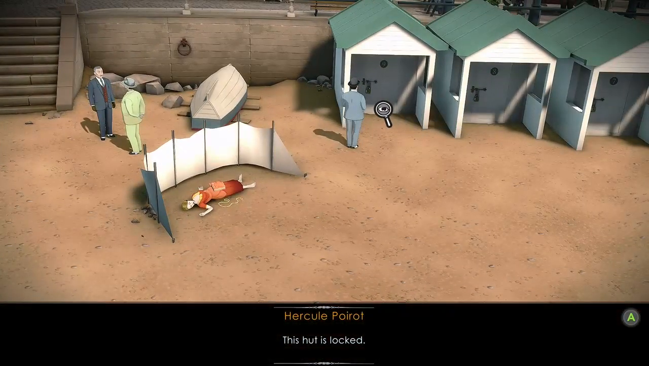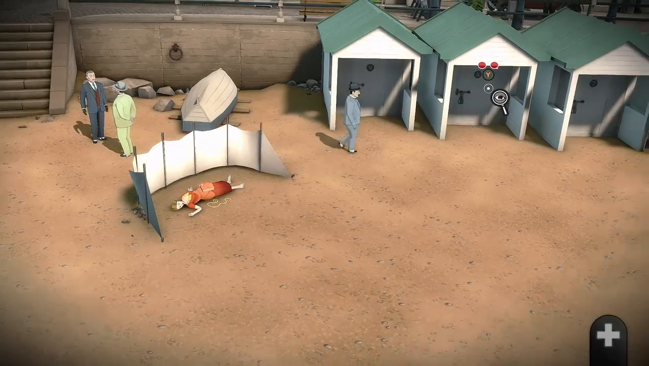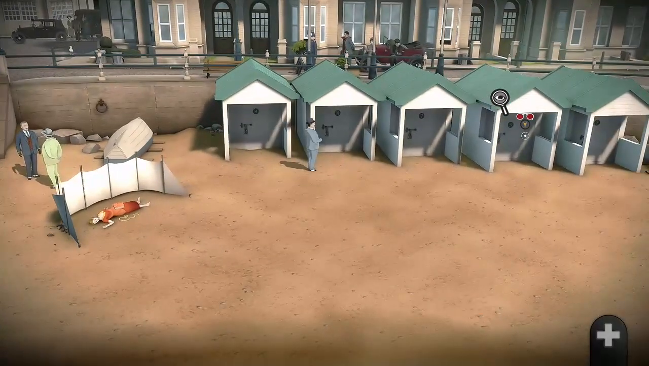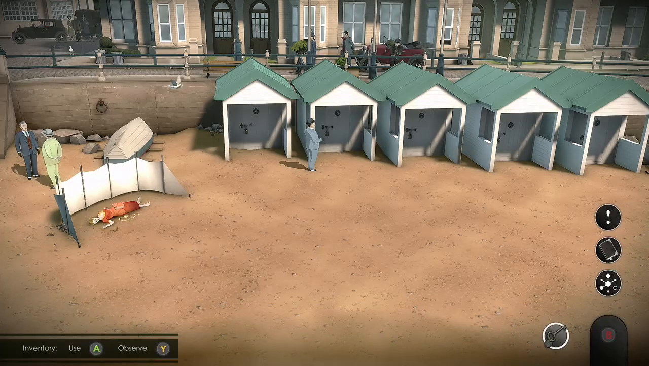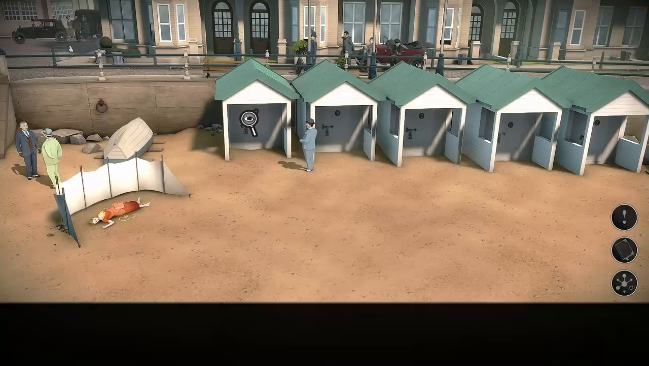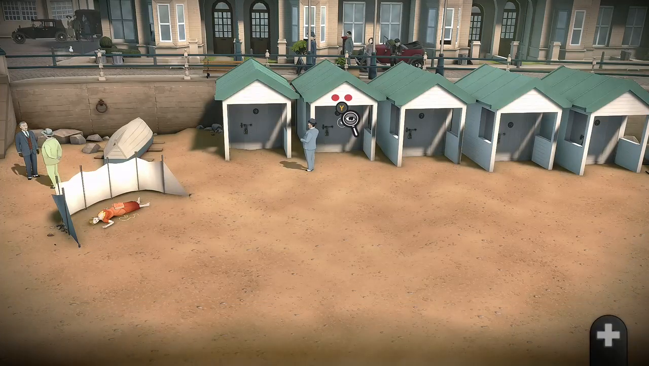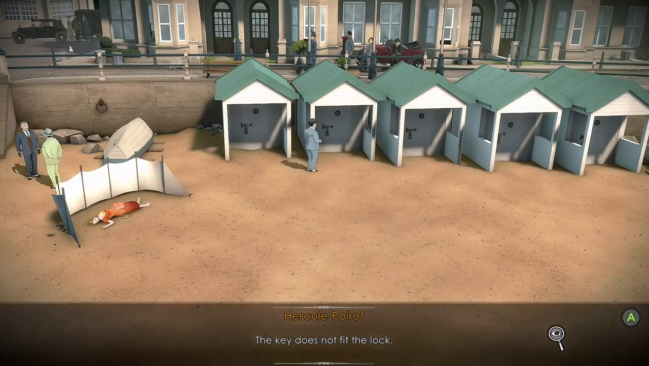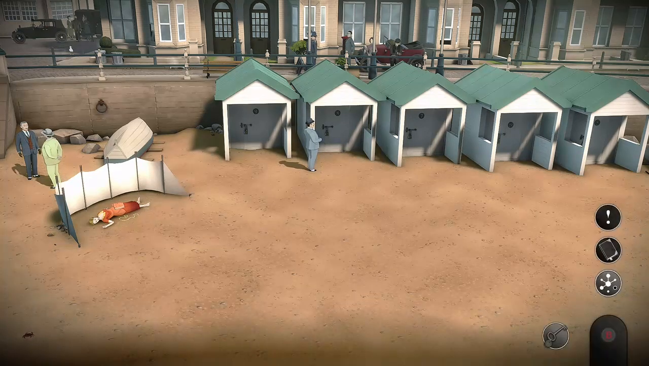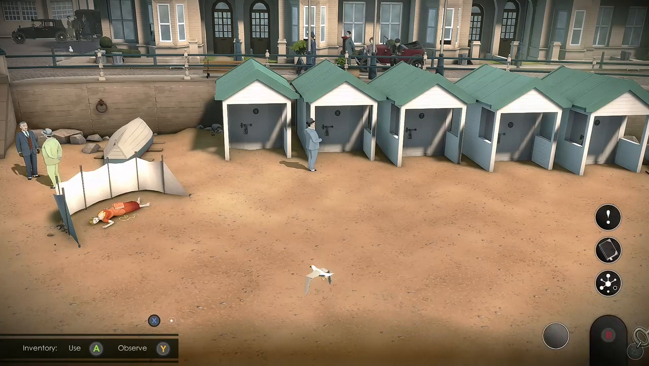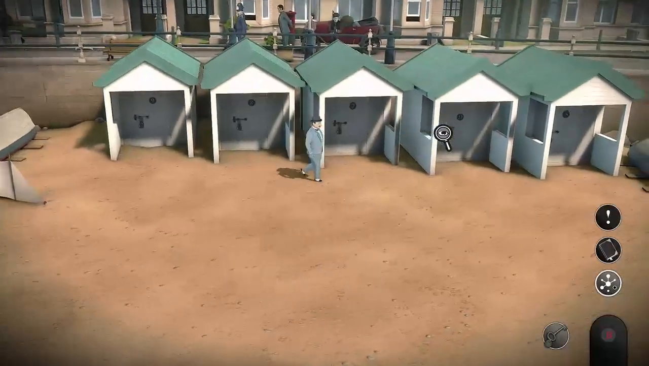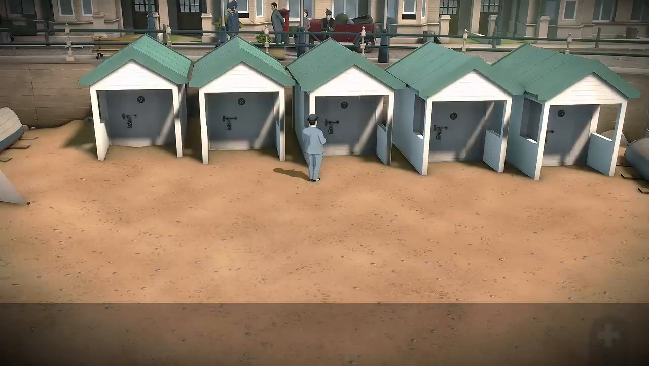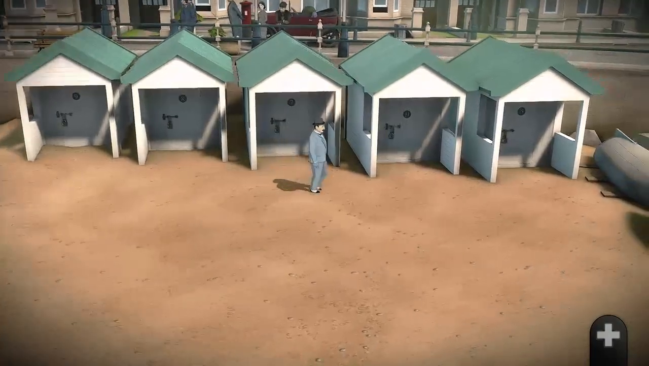This hut is locked. Okay, what about this one? This hut is locked. Oh, for God's sake. The key does not... Oh, come on, Poirot!